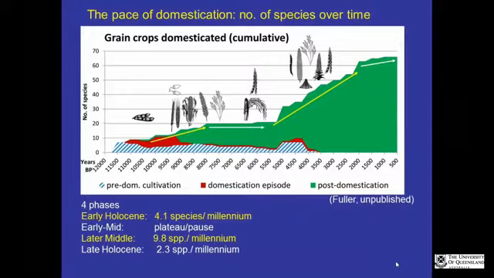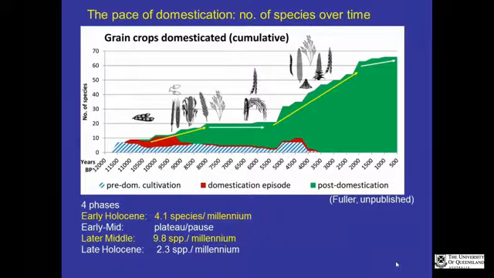So there's an early phase, the early Holocene. This is when we used to be taught everything happens in the early Holocene. Actually, not very much happens in the early Holocene. A few places domesticate a few species, and that's very interesting. But most species are domesticated later than that. So if we look at the early Holocene, there's only an average of 4 grain crop species domesticated per millennium.